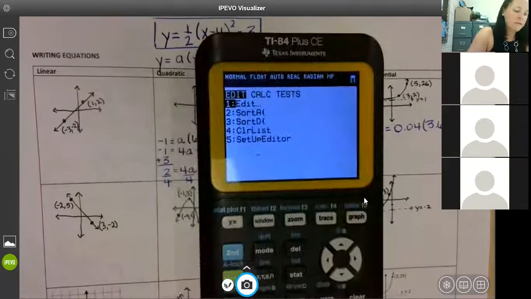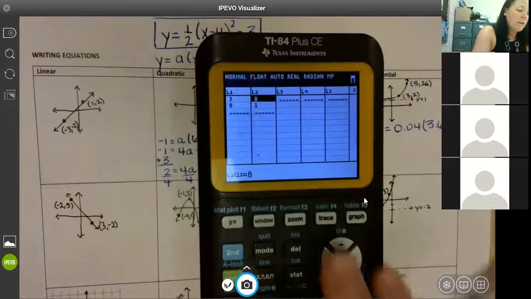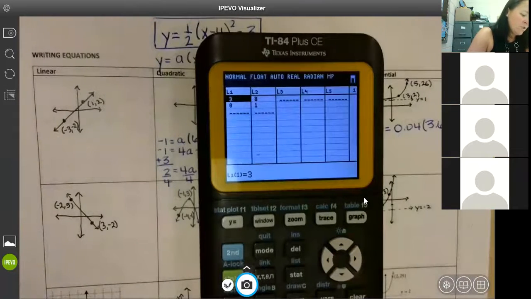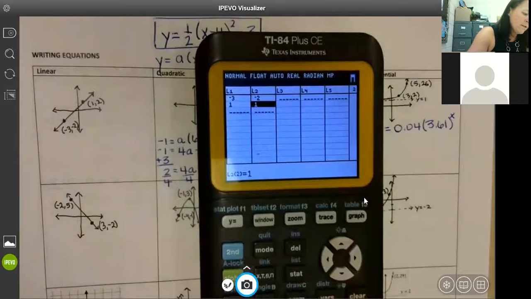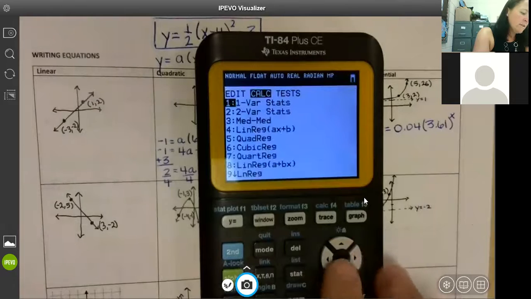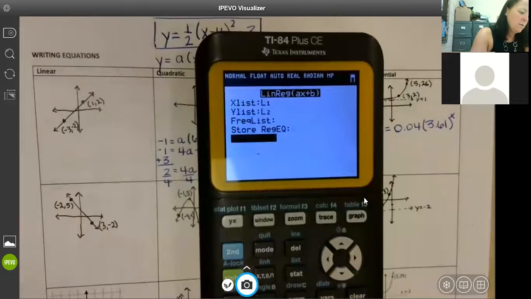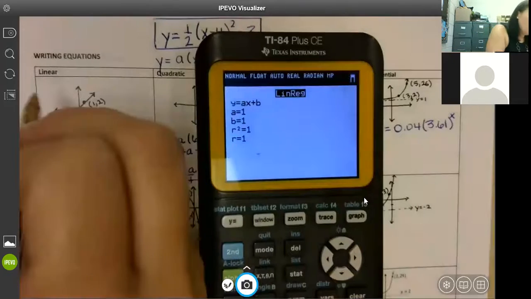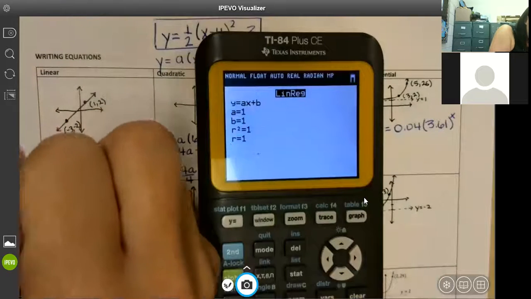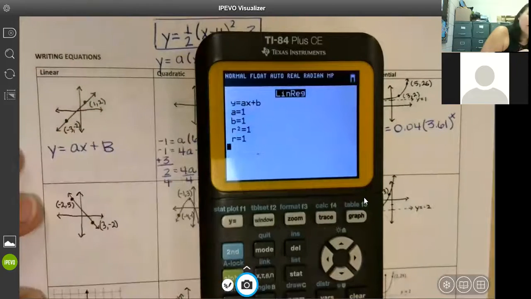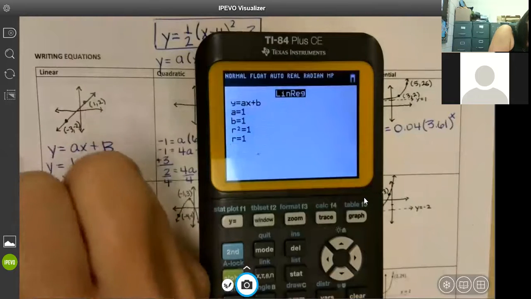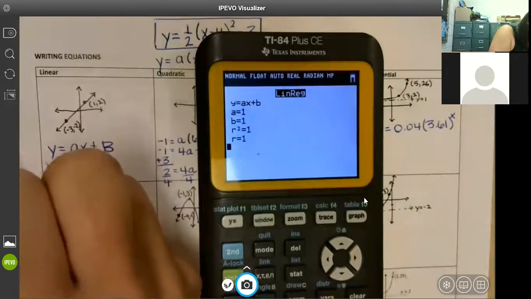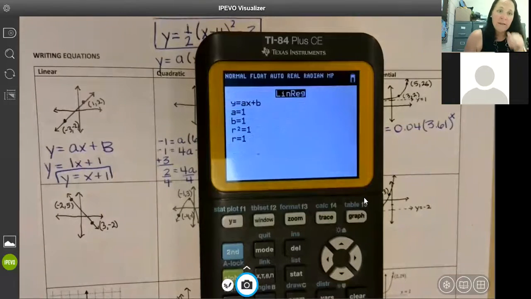So stat, edit. Again, if you want to leave, you can leave. Otherwise, you can stay. My two coordinates, my x's are -3 and 1. My y's are -2 and 2. And then we're going to do stat, calc, linear regression, and calculate it. And our equation is ax plus b on the calculator, which means that our equation would be 1x plus 1, or just x plus 1. I'll accept either answer, and that's perfectly fine.